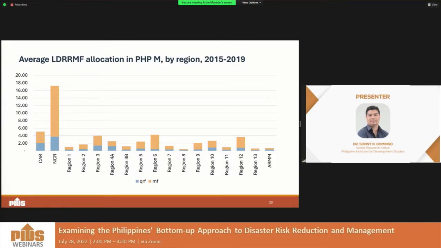So you have here as well the average local disaster risk reduction management fund allocation by region. Of course, you have the highest in the National Capital Region. And then down the line, you have differences in terms of the actual resources, essentially based on what they have revenue-wise within the LGUs. Next slide, Arvie.